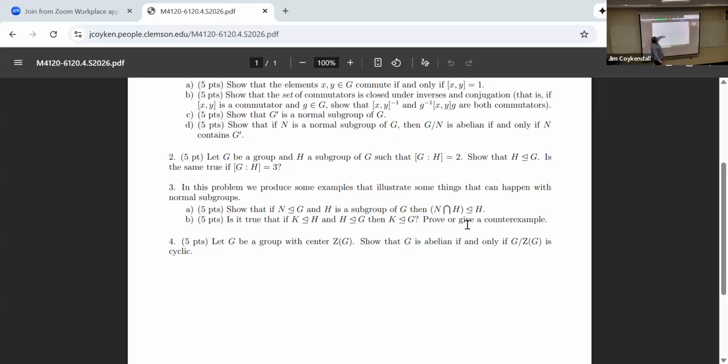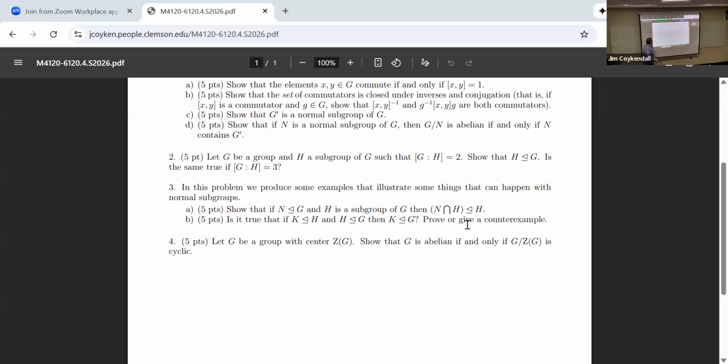Is the same true if the subgroup is a third of G? Prove it or give a counterexample. And the next problem, we explore some properties of normal subgroups, examples. Show that if N is a normal subgroup of G and H is any subgroup of G, then the intersection of N and H is a normal subgroup of H. And number B, is it true that if K is a normal subgroup of H and H is a normal subgroup of G, is K a normal subgroup of G? It'll certainly be a subgroup of G, but will it still be normal? Prove this or give a counterexample.